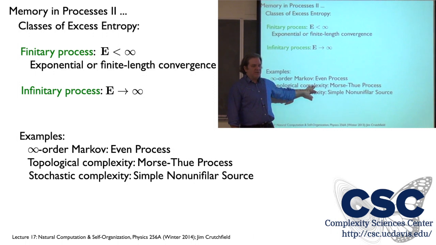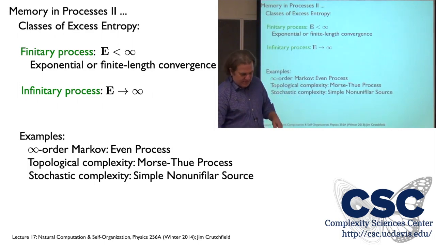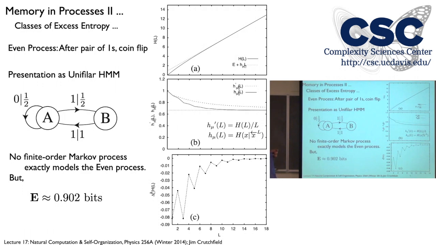The topological complexity is which sequences occur and don't occur. Some rich set of restrictions on that lead to it having long-range correlation. Here, the long-range correlation is due to probabilistic properties. Okay, so first the even process. If you remember, a simple way to think about this is that after every pair of ones, I can flip a coin. After every pair of ones, so output symbol probability, I can do a fair coin flip.